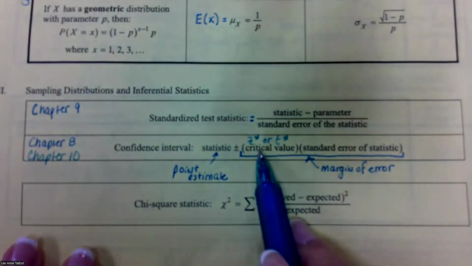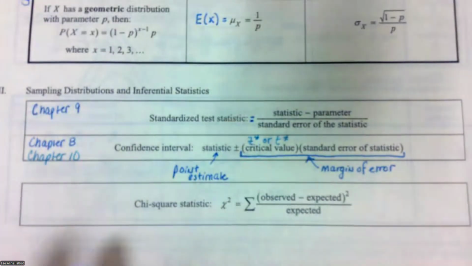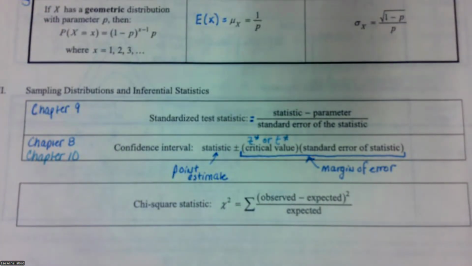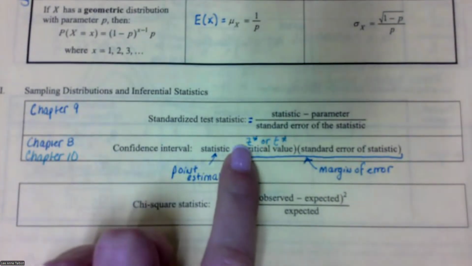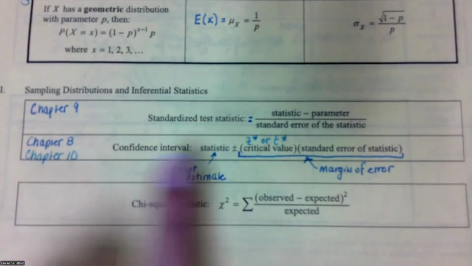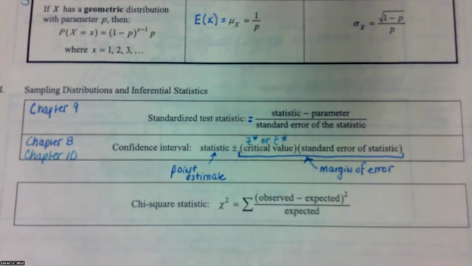Okay, above the critical value, just make sure that you have Z star or T star. It could be either one. If you're working with proportions, chapter 8, it's Z star. If you're working with means, chapter 10, it's T star. They don't get mixed up too many times. Your whole chapter test is going to be using T star, so you'll be fine.